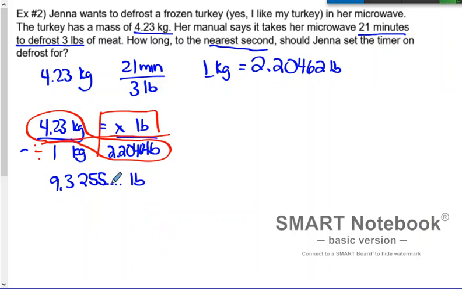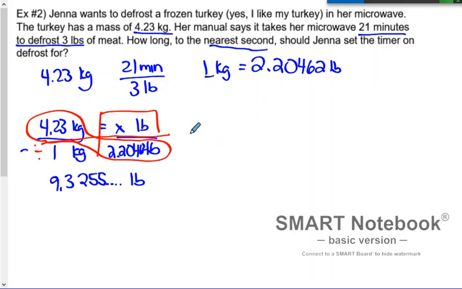So we have a 9-pound turkey, and it takes about 21 minutes to thaw 3 pounds. So we know we're going to need about 3 more of these, right? So 9 pounds, it's going to be a little over an hour. Just estimating that so that we know that our answer is going to be somewhere along the right lines. If we get something like 12 hours, we know that we've probably done something wrong. So we're looking at something that's going to be about 1 hour.